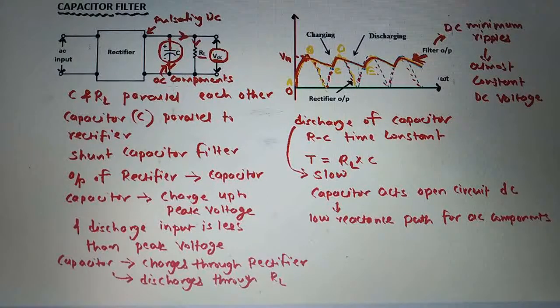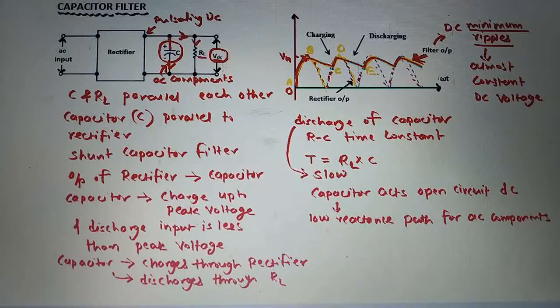But here, not all the AC components bypass through the capacitor to the ground. A small amount of AC components pass through this load resistance RL, and because of that we will get the minimum ripples in the DC output voltage that we will get across this load resistance RL. So across the load resistance RL, we will get the DC output voltage with the minimum ripples.